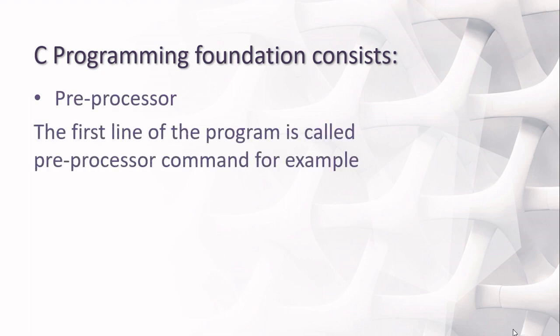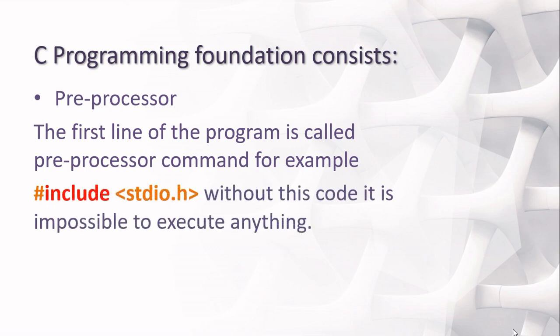So preprocessor is the first line of the program. It's called a preprocessor command. For example, the first line you start with hash include less than stdio.h. Std stands for standard input output, and .h is the extension. H means header. Without this code, it's impossible to execute anything.